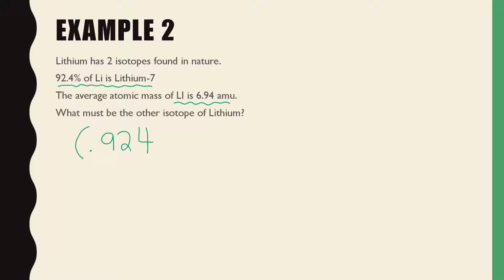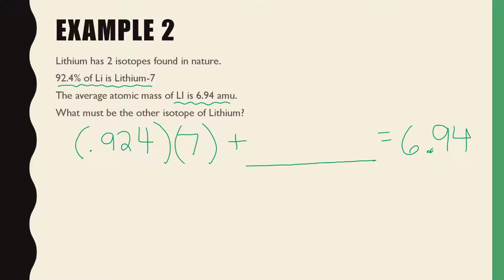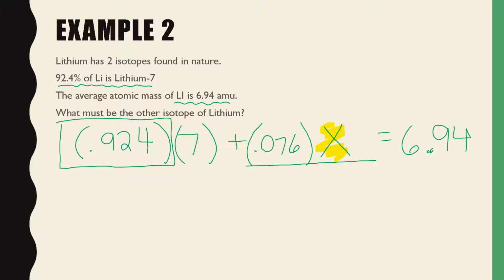We're first going to multiply our percentage of lithium-7 by the number 7. And we are going to skip this part right here because we would like to know what the other isotope of lithium is. And we're going to set it equal to 6.94 for the atomic mass units. Now, right now we have 3 numbers, but we actually know 4, which we can find out by taking this and subtracting it from 1, so we can get the percent that the other isotope occurs in nature, and we would get 0.076 times x.